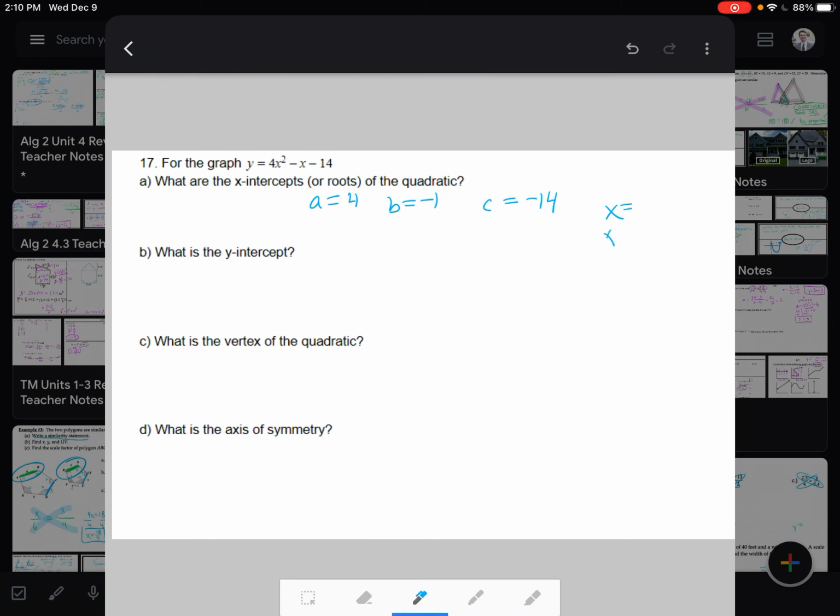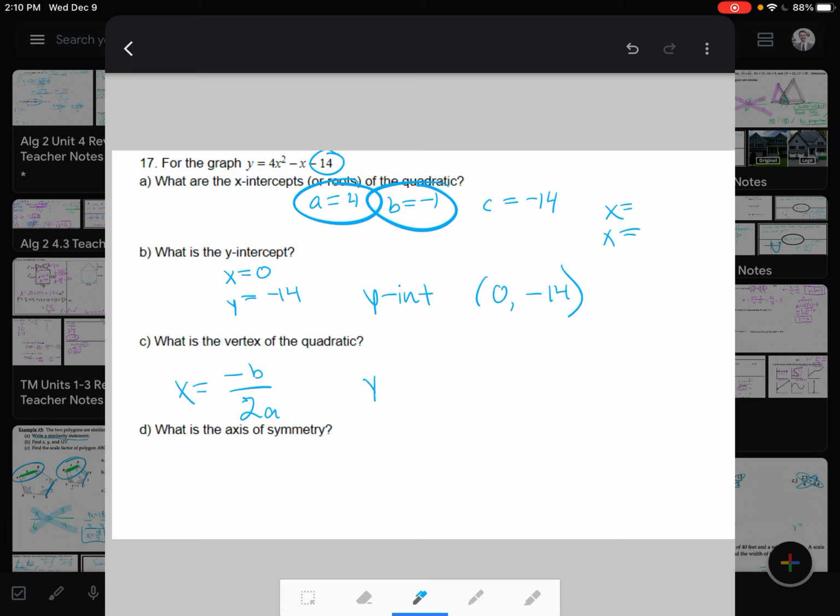The vertex of this, if we remember that vertex form, is minus b over 2a. So again, we can use our b and our a to find our vertex. That's the x value. Our y value, we would take that value and plug it back into 4x squared minus x minus 14. And then finally, the axis of symmetry is just literally x equals from up here. So we would take this same x value and bring it down there for the axis of symmetry.